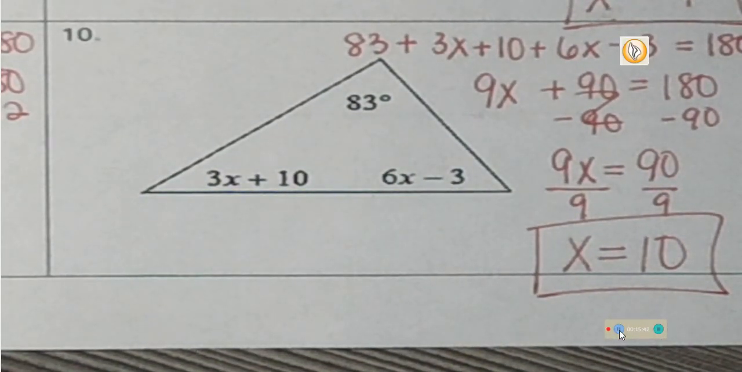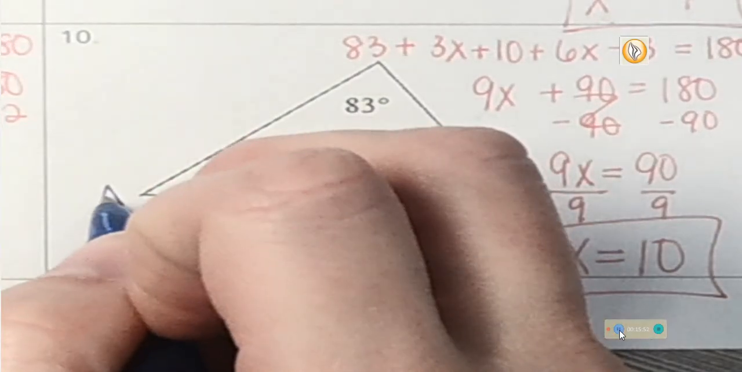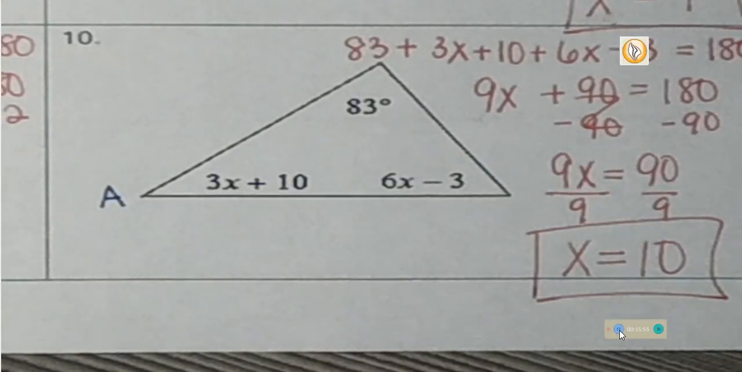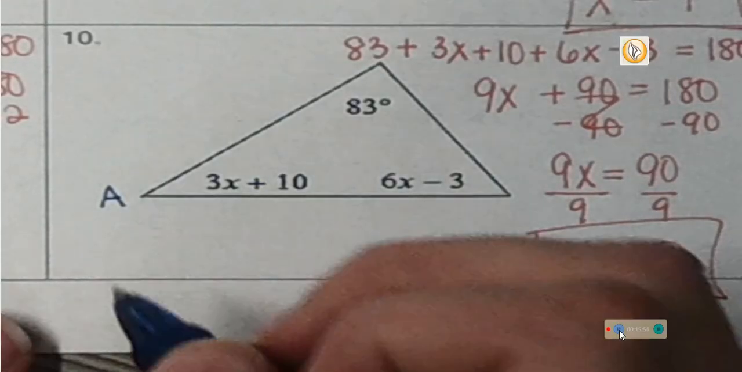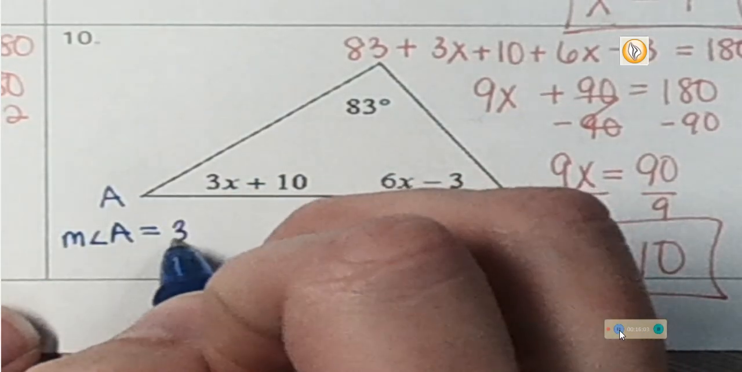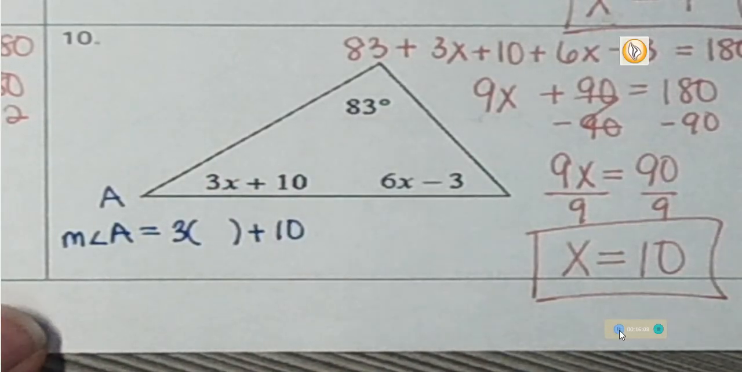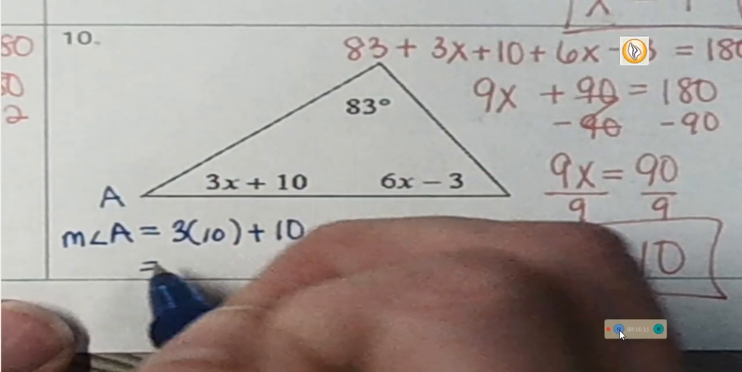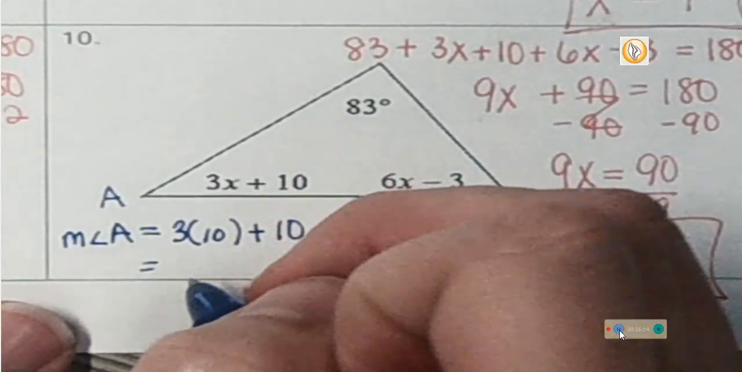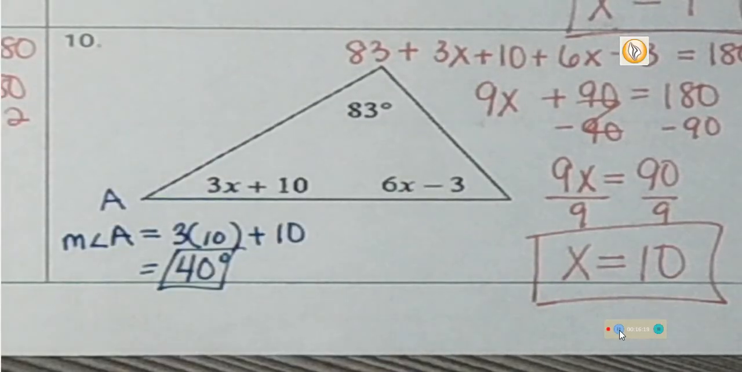Now, I'm going to ask you a what if question. You do not have to write this down, okay? This is kind of where we're going next. Let's say this angle's name is A. If I asked you to tell me the measure of angle A, you would say, Miss Lusher, the angle A is 3x plus 10. And you used to not know x, but what do you now know? It's 10, so you're going to plug it in. So 3 times 10 is 30, plus 10 would be 40 degrees. So you would be able to tell me that this angle was 40 degrees.